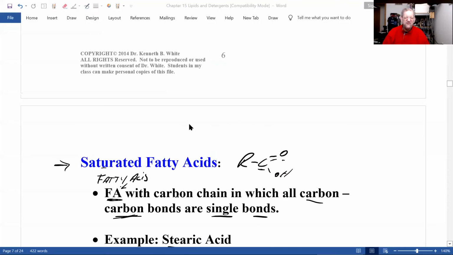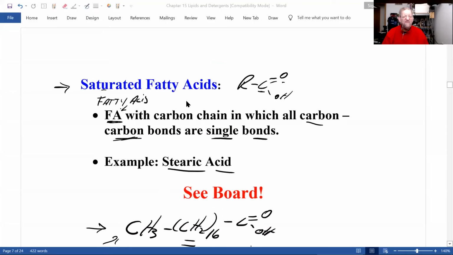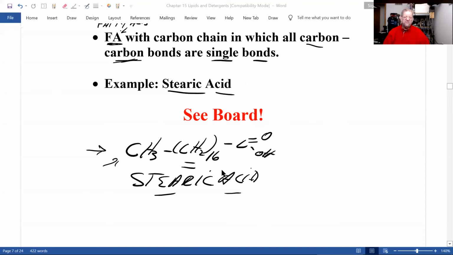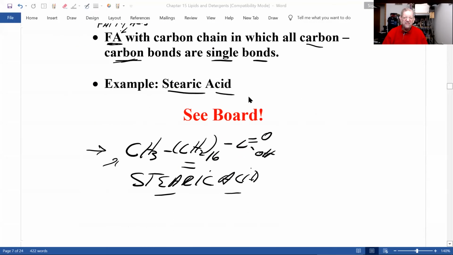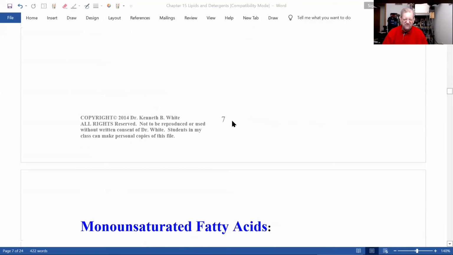Now, this is a saturated fatty acid where all carbon-carbon bonds are single bonds, stearic acid. There are others, but I'd like you to know the structure of stearic acid. Oh, that reminds me. Well, I'll do the next one, then I'll tell you something.